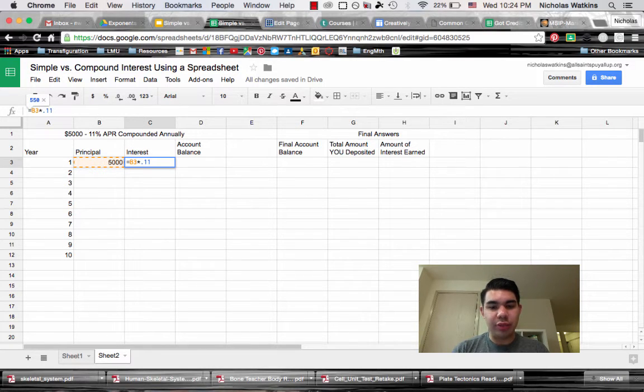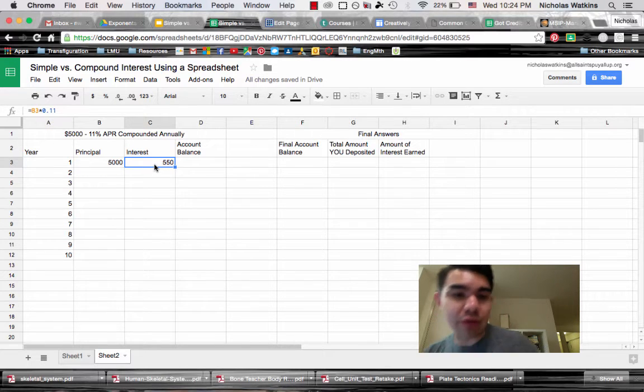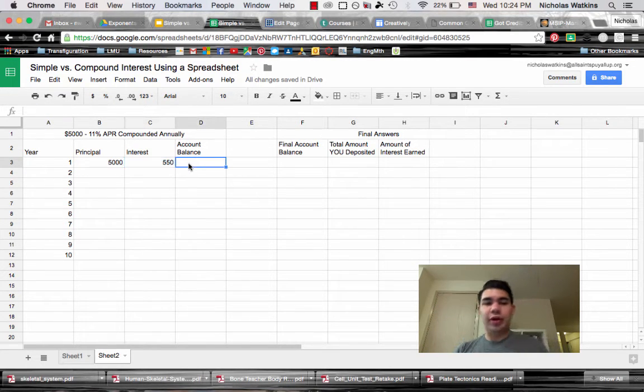Then once you have that typed in, just go ahead and press enter. Gives us our number, 550. And if you use your calculator and multiply 5,000 by 0.11, you should get 550. If you don't, you probably made a mistake somewhere along the way.